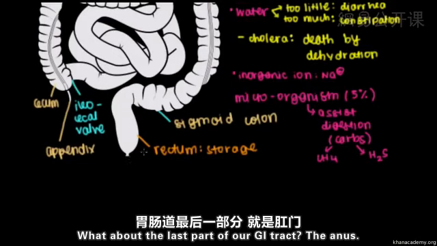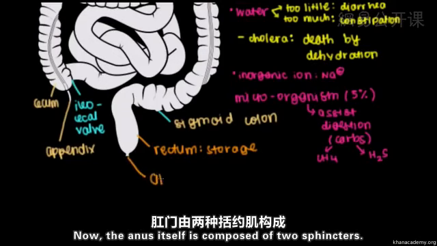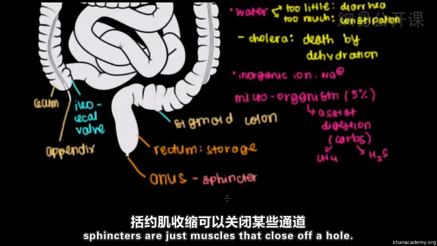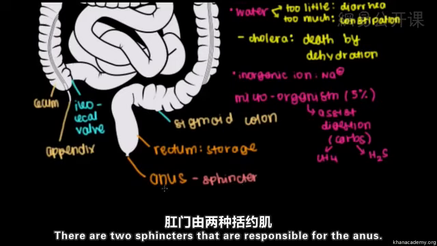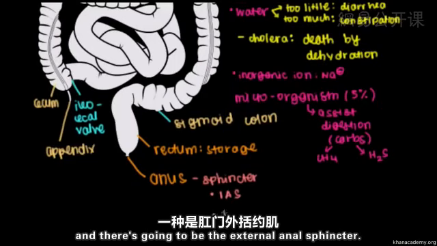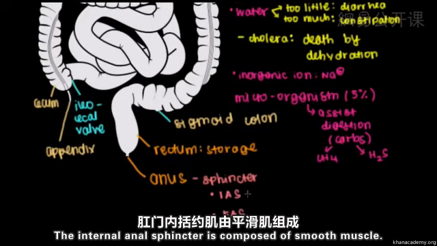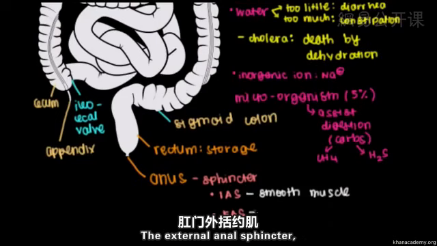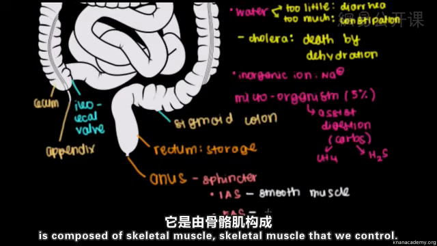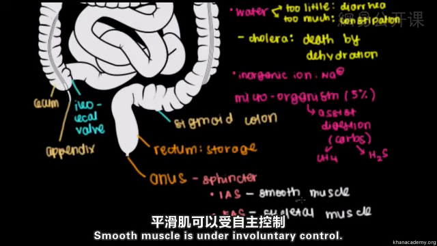What about the last part of our GI tract, the anus? The anus itself is composed of two sphincters. As you might recall from our discussion on the esophagus, sphincters are just muscles that close off a hole. There are two sphincters that are responsible for the anus: the internal anal sphincter and the external anal sphincter. The internal anal sphincter is composed of smooth muscle. The external anal sphincter, the one that's wrapping around the internal anal sphincter, is composed of skeletal muscle, skeletal muscle that we control. Smooth muscle is under involuntary control.